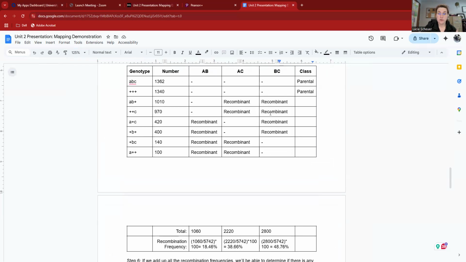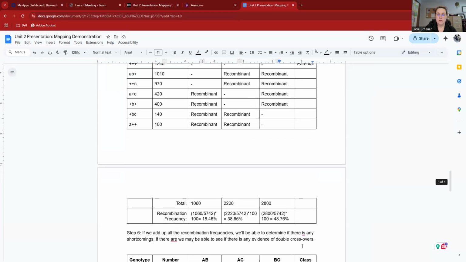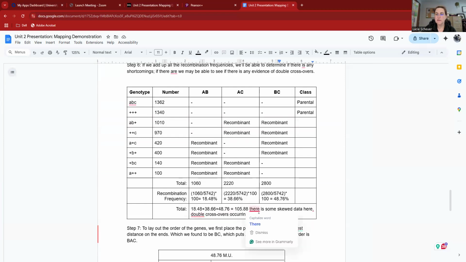And so when we do this again, be mindful not to include the parental genotype or the allele combinations that look like the parental genotypes. We end up getting 2,800. We divide that by the entire population. We get 48.76%.